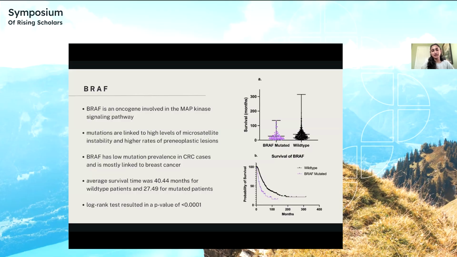So the average survival time for a wild type patient was 40.44 months, and for a mutated patient, it was 27.49 months, indicating that survival was severely decreased. And a log rank test resulted in a p-value of less than 0.0001, indicating that this has a high significance.